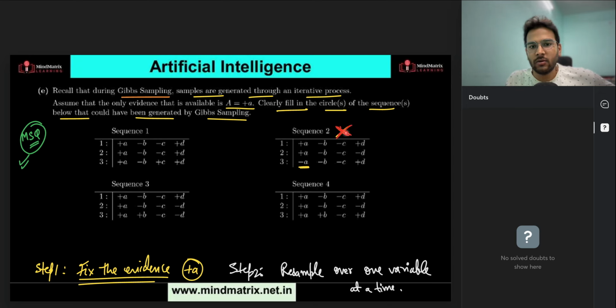Okay, what about the other sequences now? In all other sequences, it is plus A only. What else do we have to see? When I was discussing Markov chain Monte Carlo, I told you that as we are resampling over one variable, there will be a change for only one variable from one sequence to another, from one sample to another.